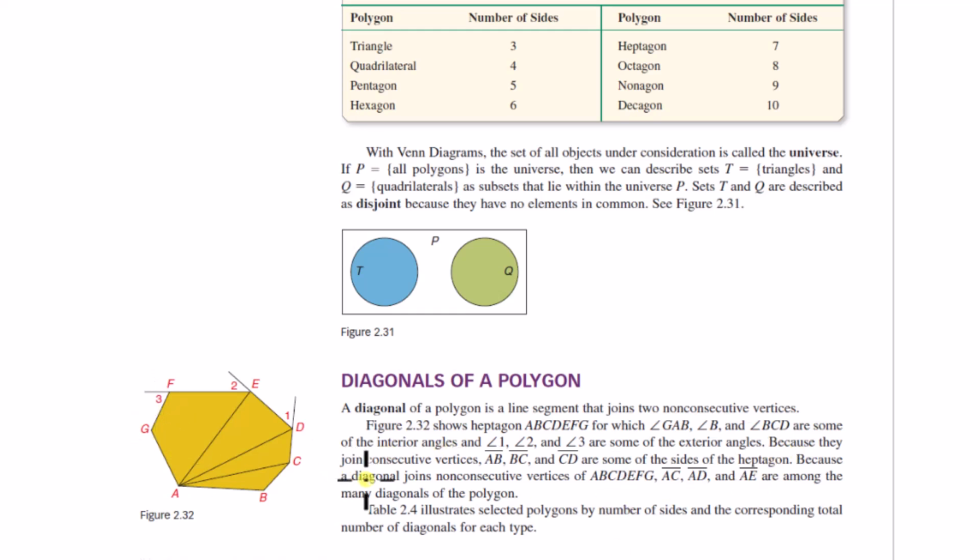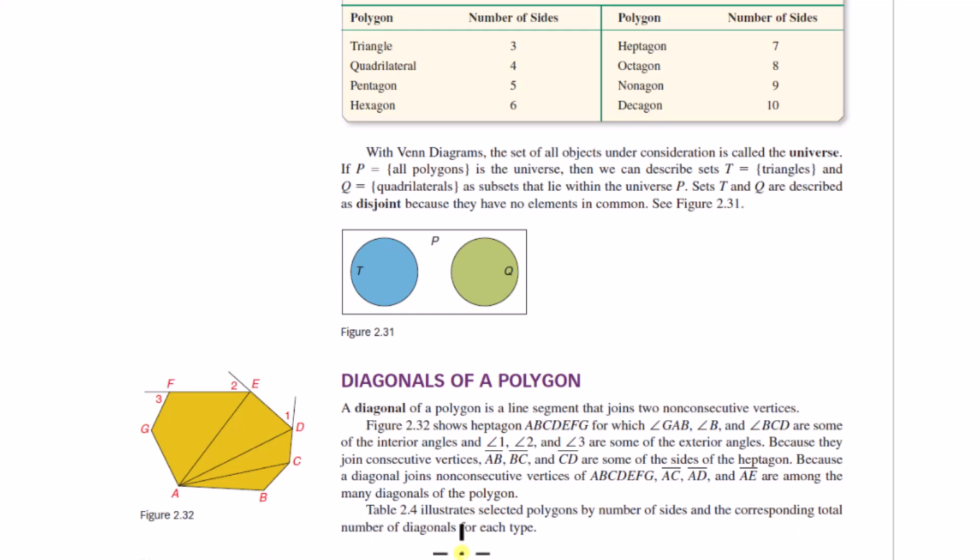Because they join consecutive vertices, segments AB, BC, and CD are some of the sides of the heptagon. Because a diagonal joins non-consecutive vertices of the heptagon, AC, AD, and AE are among the many diagonals of the polygon. Yeah, these are diagonals. Table 2.4 illustrates selected polygons by number of sides and the corresponding total number of diagonals for each type.